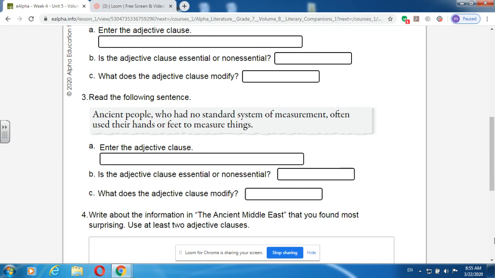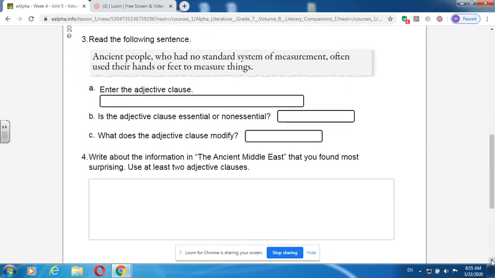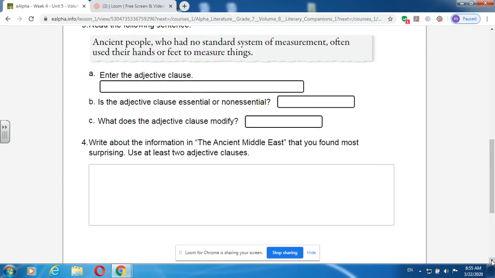In sentence number 4, write about the information in the ancient Middle East that you found most surprising. Use at least 2 adjective clauses. So you know we're on the Middle East. We read the story. If you need to reread it, do so and continue on with the homework.